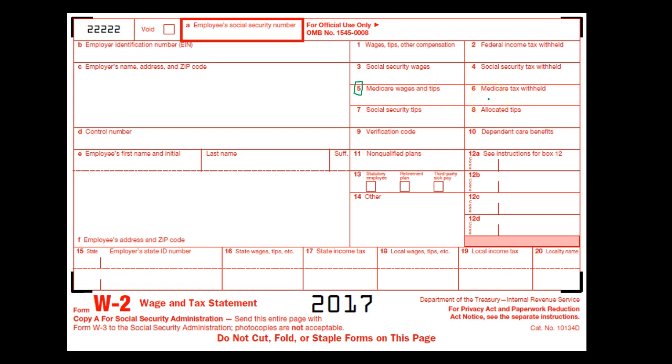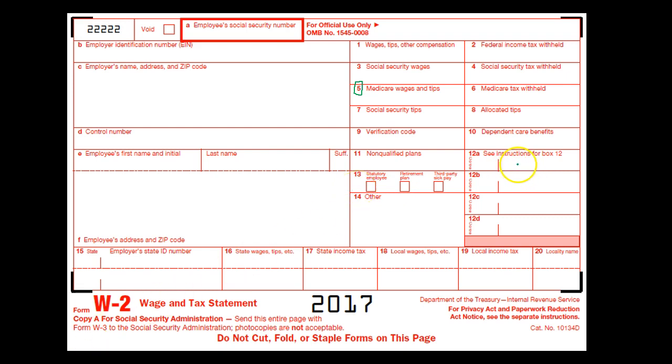And then we have the Medicare tax, and then we have the Social Security tips. Well, we're not going to get into too much of allocating tips. We won't be dealing with tips here. A verification code, dependent care benefits, non-qualified plans, and then whether or not we have a retirement plan here. So line 13 is whether we have a retirement plan.